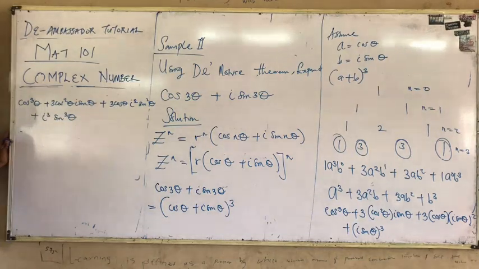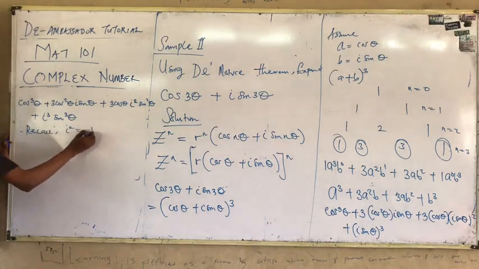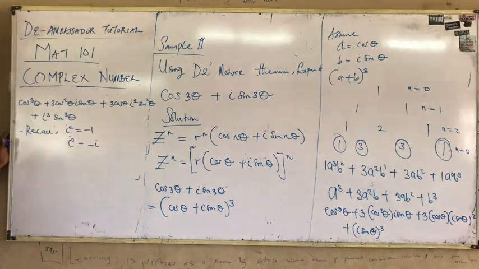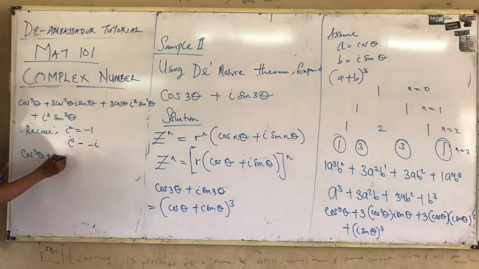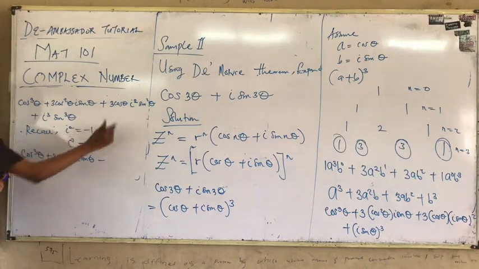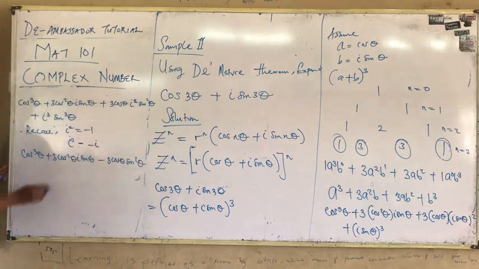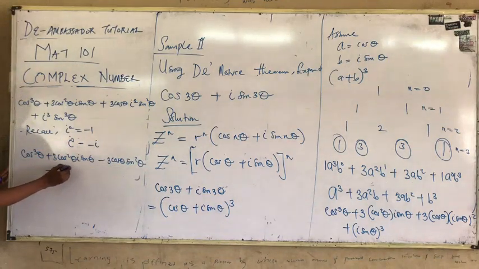What's our I square? Recall that I square is minus 1. I cube is what? Minus I. Do you remember that formula? So what will I have? Cos cube theta plus 3 cos square theta I sin theta minus, because here is I square, 3 cos theta sin square theta. Then what do I have here? Minus I sin cube theta.